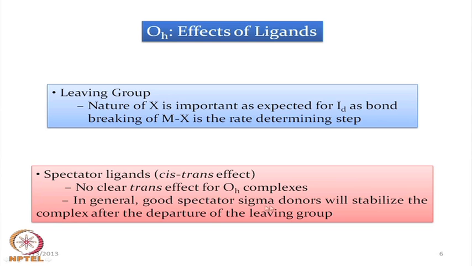In general, good spectator sigma donors, which have a good trans effect as we have seen, will stabilize the complex after the departure of the leaving group. That means, when the leaving group X is going away, the bond is breaking on M-X, the molecule is moving from an octahedral geometry to a square pyramidal geometry, and in that case a spectator ligand with sigma donor ability will stabilize this square pyramidal geometry, as it is expecting to attach the corresponding group Y which is coming to attach to the center.